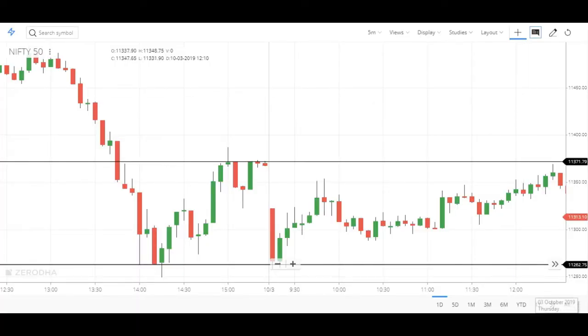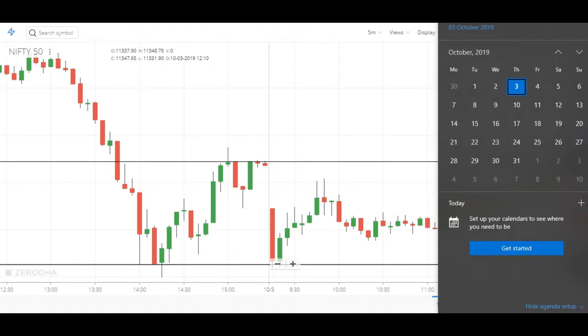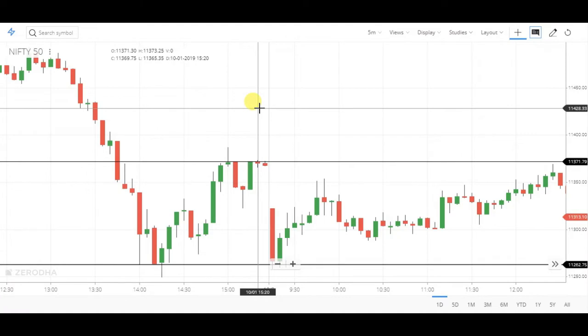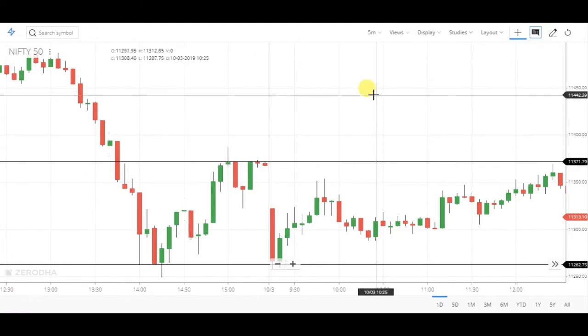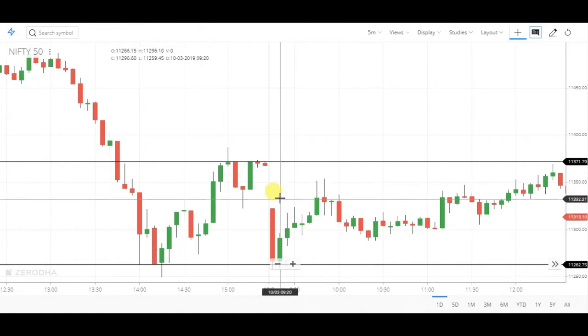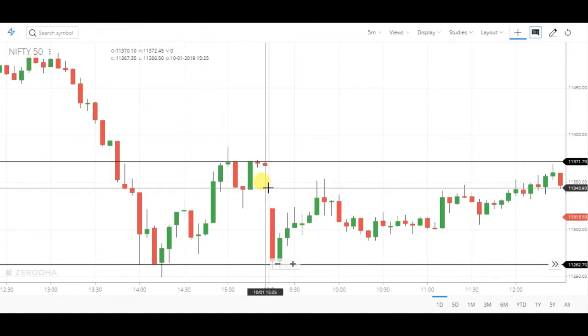So today's date is 3rd of October and the time is almost 5:34. So let's see what Nifty has done. First of all, we'll see the chart and then we'll go to the Nifty Option Chain to find out support and resistance. As we can see over here, yesterday Nifty closed at 11,367 and today it opened at around 11,322. So almost 40 points of gap down.